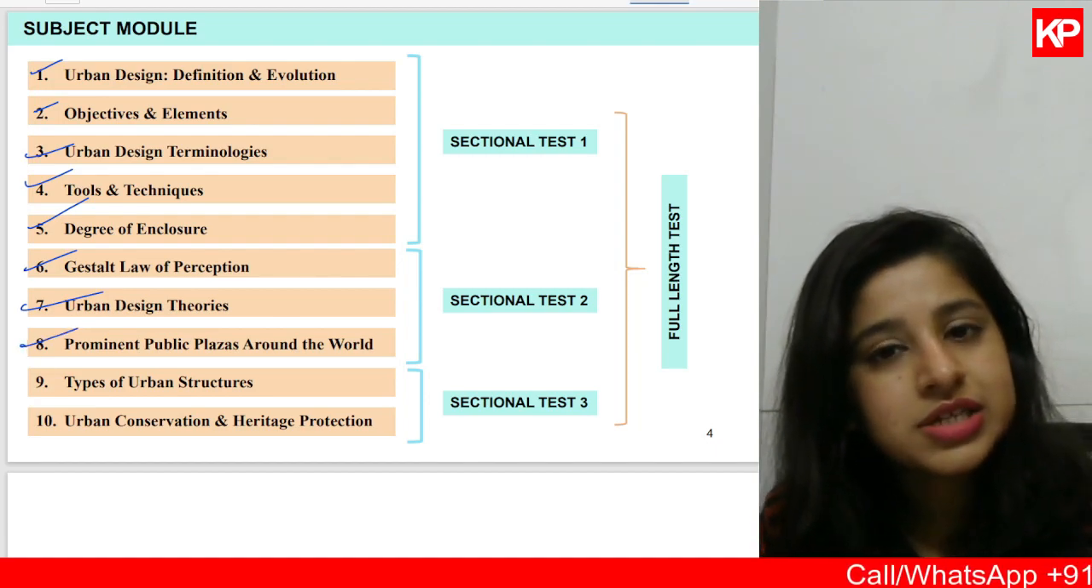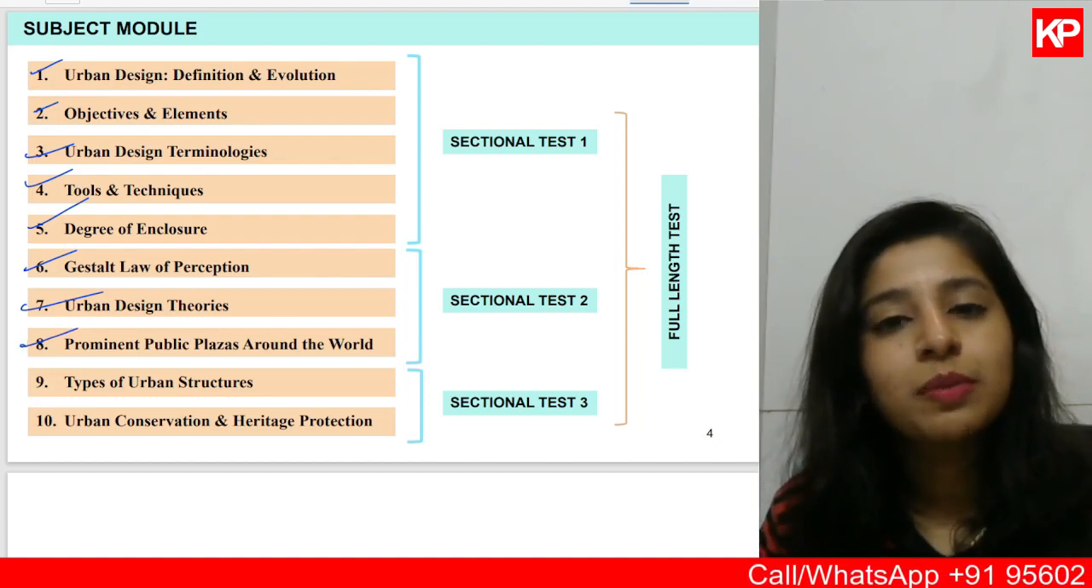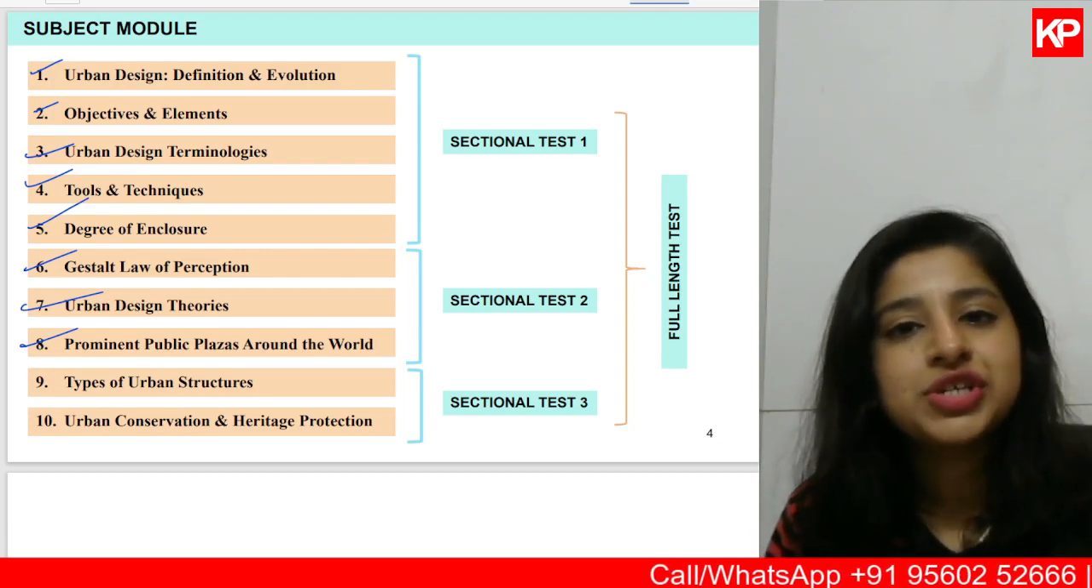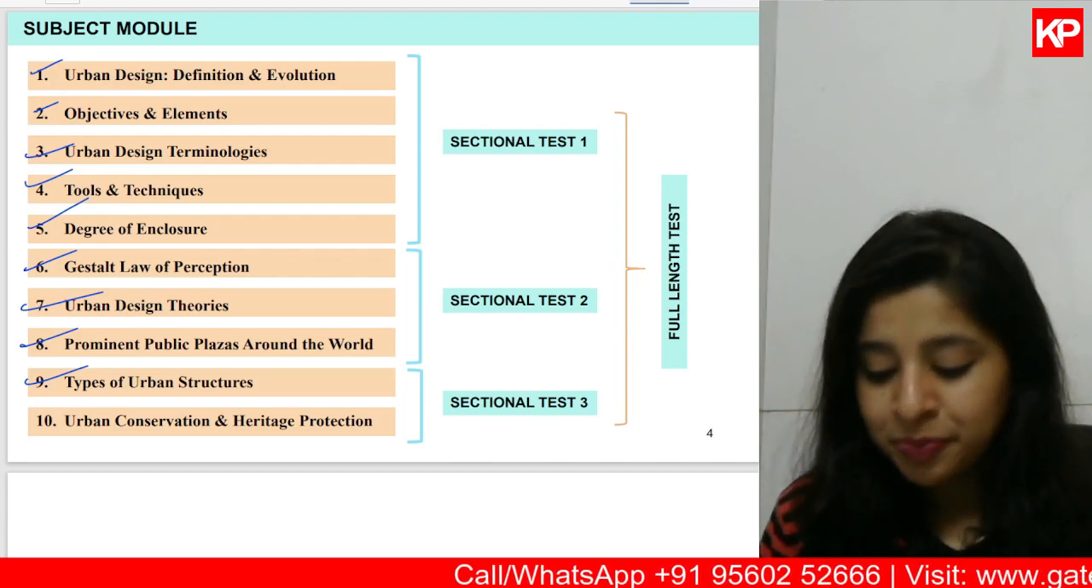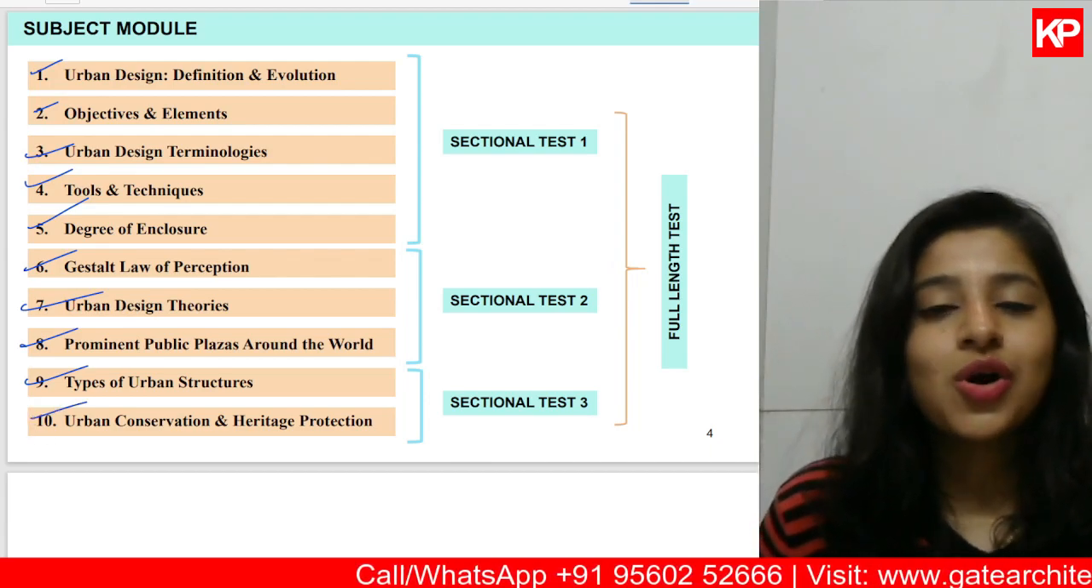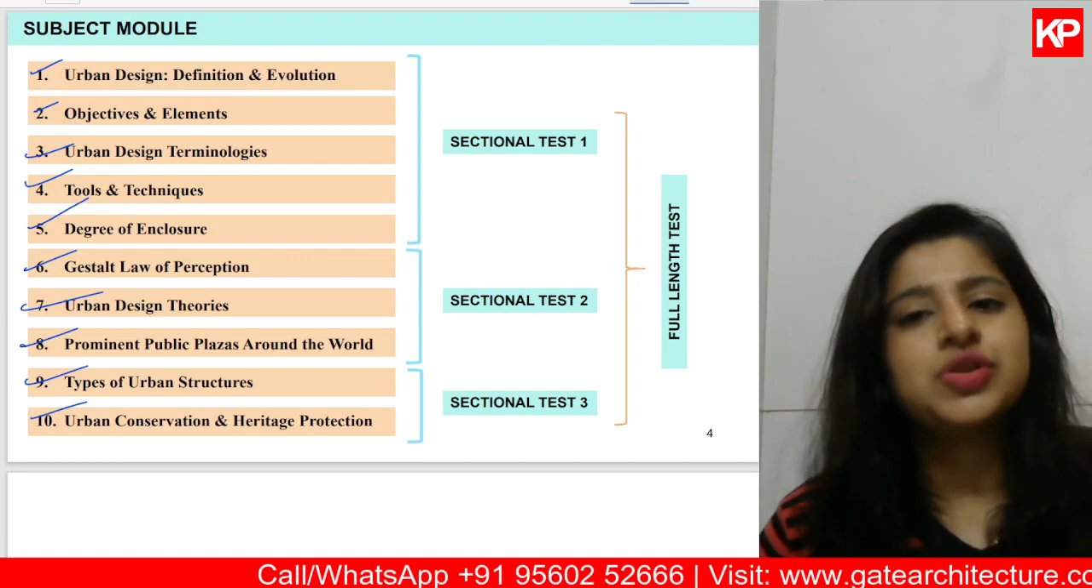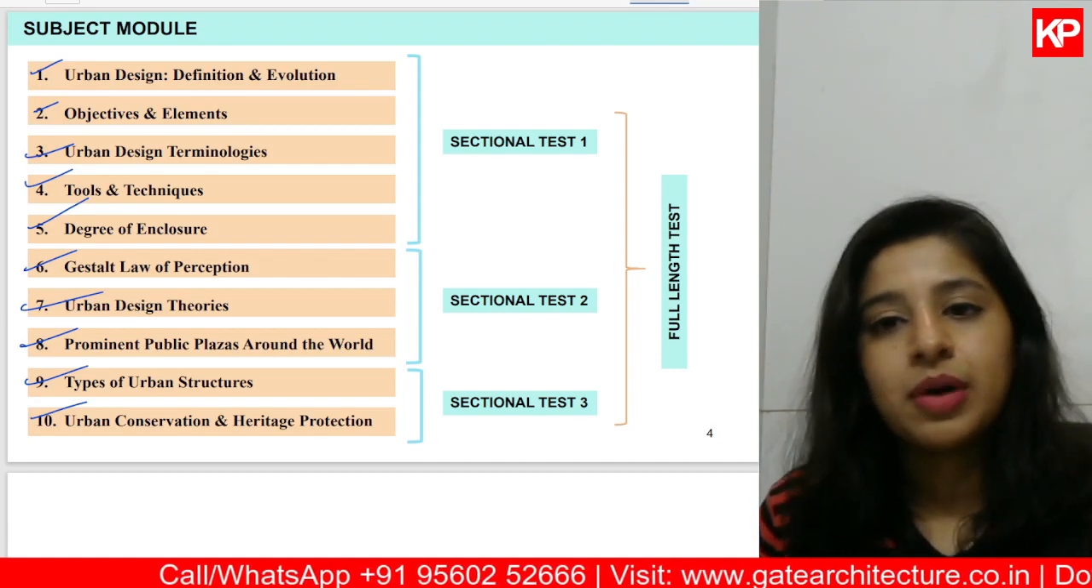Prominent public plazas around the world. So we'll look into the images of these public plazas. What are the main design features, design characteristics of these public plazas, types of urban structure, and the final part is urban conservation and heritage protection. So that is in itself a very different part.